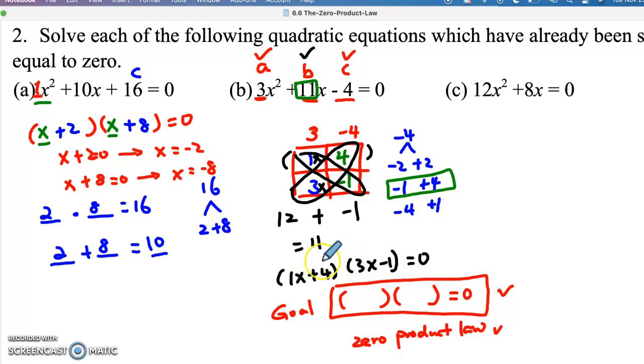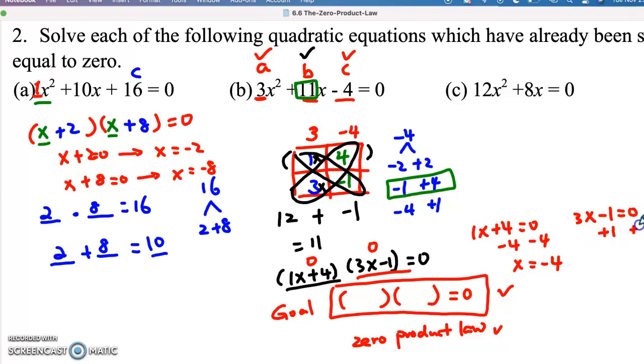And then from here you can solve it because this factor could be 0, and also this factor could be 0. And just solve it. That is 1x plus 4 equal to 0. Minus 4 from each side. X equal to -4. For the second factor, same thing. You just have an extra step.